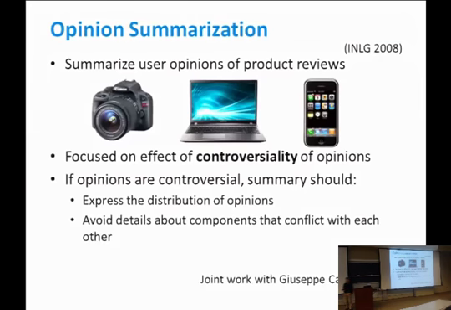Okay, so first of all, in earlier work on opinion summarization, this is joint work with Giuseppe Carenini at UBC. I focused on summarizing the user opinions of products, what you might get on, say, Amazon for a camera or laptop. The focus here was on looking at the controversiality of the opinions in text. And what we found is that the more controversial the opinions are, the more important it is to express the distribution of opinions rather than specific points about each of the aspects of the product, because these might conflict with each other and cause confusion.